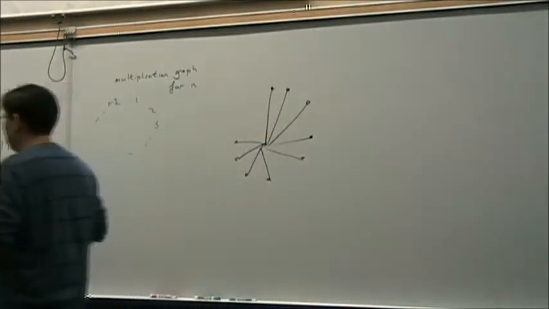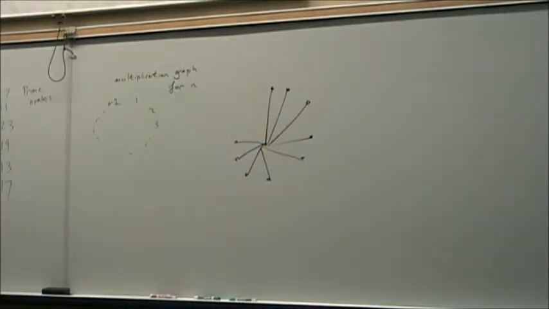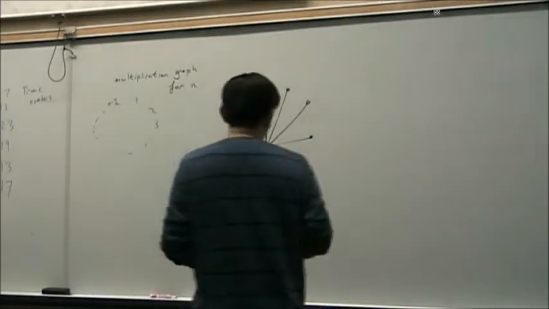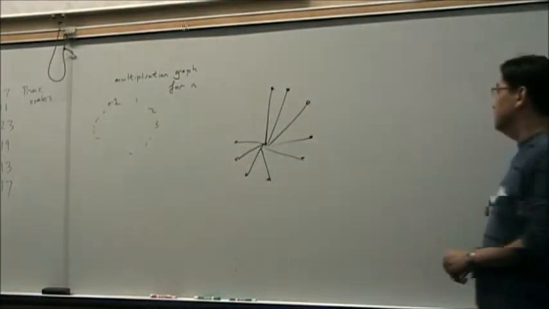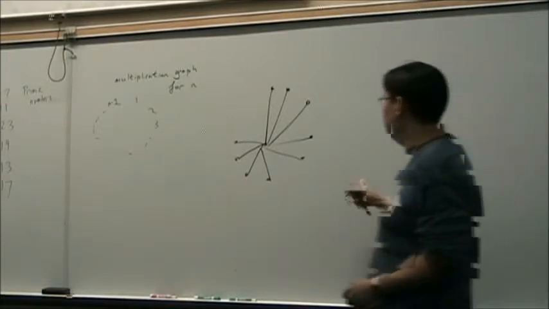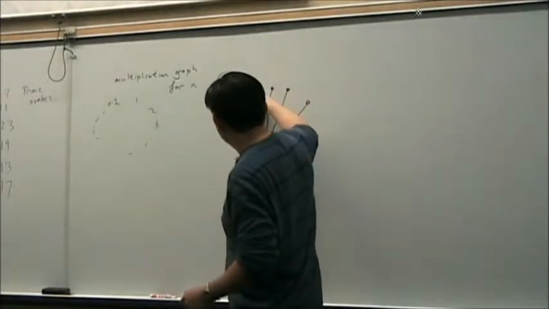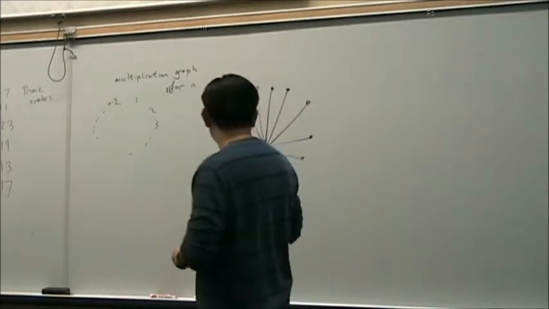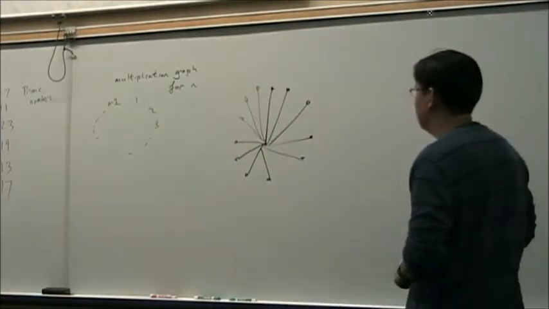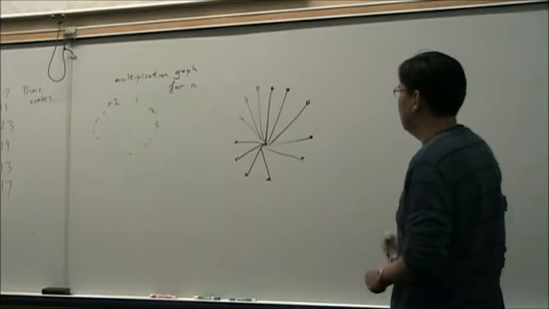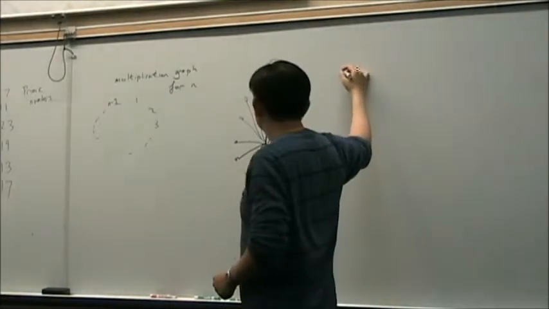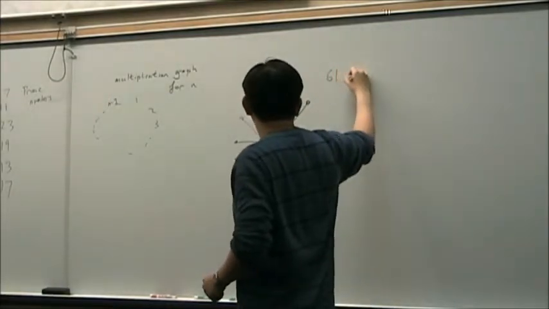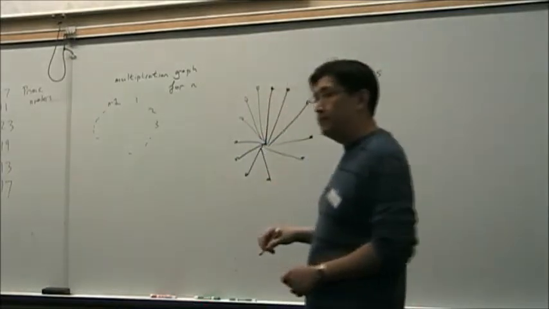So, well, first, let's say that this graph has 60, so let's say this keeps going, and it has 61 nodes. Including the one in the middle? Yes. So let's say it has 61 nodes, including the one in the middle.